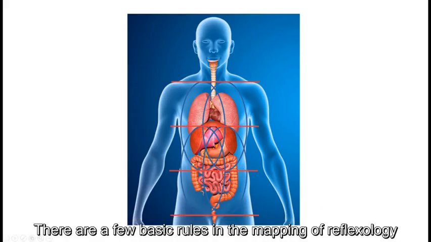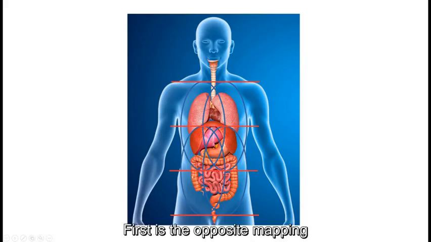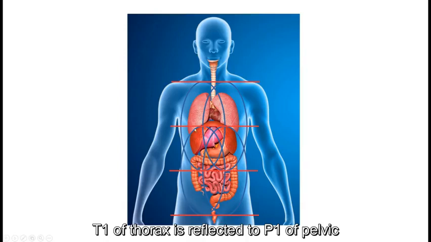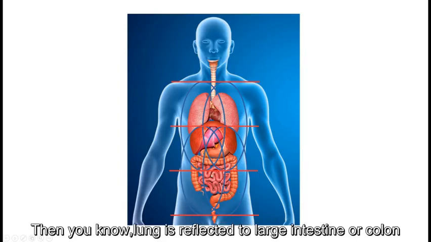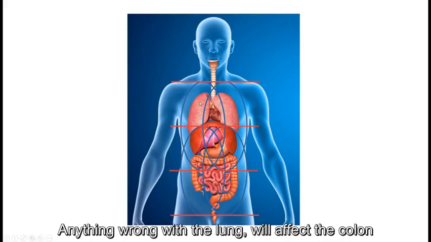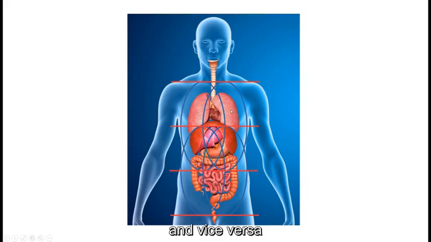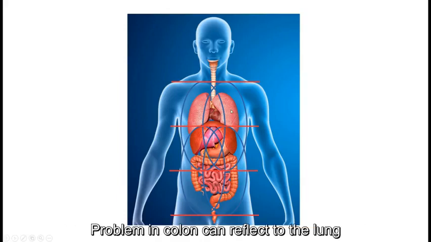There are a few basic rules in the mapping of reflexology. First is the opposite mapping. T1 of the thorax is reflected to P1 of the pelvic, T3 to P3. Then you know, the lung is reflected to the large intestine or colon. Anything wrong with the lung will affect the colon, and vice versa. A problem in the colon can reflect to the lung.